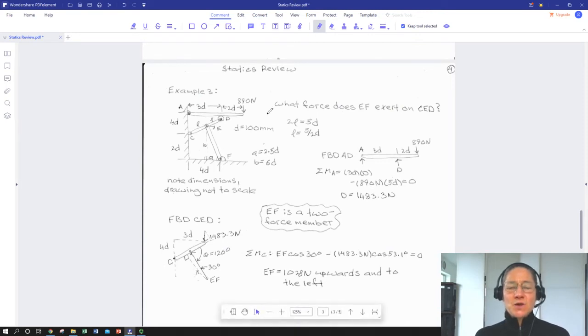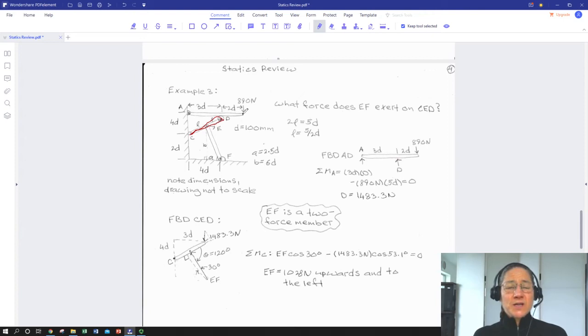I am going to skip this one in the lecture. It's a fairly straightforward frame. We end up having a two-force member within it, but this is another pretty straightforward example of drawing FBDs incrementally of different portions of a connected body in order to solve for what we want. Just to give a brief overview, we were asked what force the member EF exerts on this longer roller-pinned CED. To do that, of course, we have to take a couple of steps.